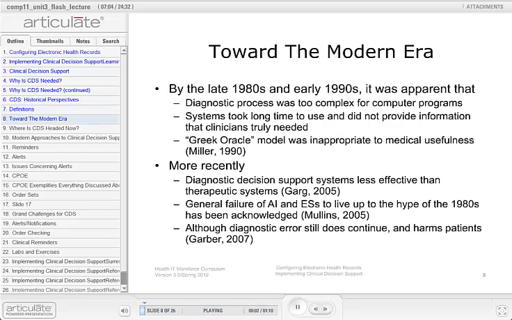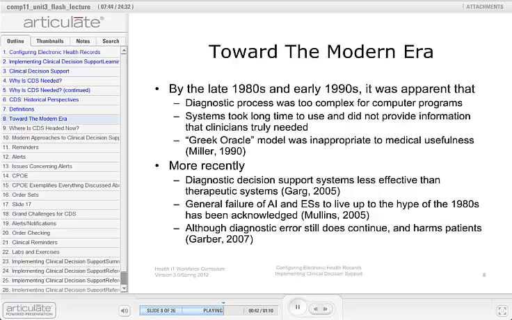A great deal of work took place in the 1960s, 1970s, and 1980s in diagnostic decision support. It was believed that was where medical informatics was going to have its biggest impact. In the late 1980s, however, it became apparent that the diagnostic process was too complex for computer programs, and that the systems took too long in terms of time of use and really did not provide the information that clinicians truly needed. Recent developments support the idea that diagnostic decision support systems are less effective than therapeutic systems.